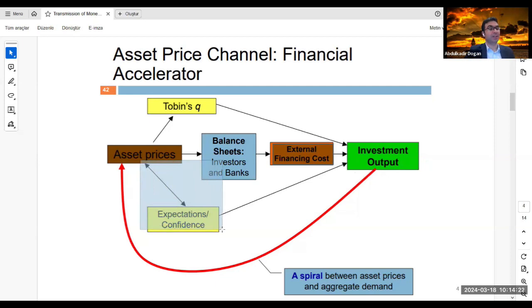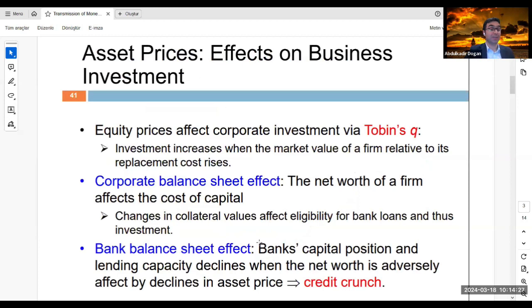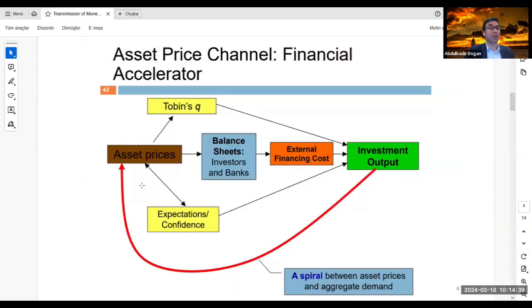The indirect channel is coming from the expectation and confidence, as I explained here. If the bank has a decreasing lending capacity or an adverse shock expectation in the near future, they will have a credit crunch condition and will not give the money. So the expectation and confidence also affect the investment output. Why is the investment output important? Because investment and the cost of capital will directly affect inflation at the end as well.